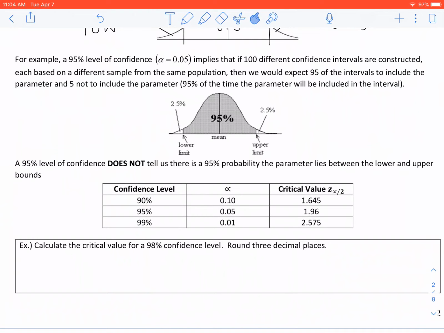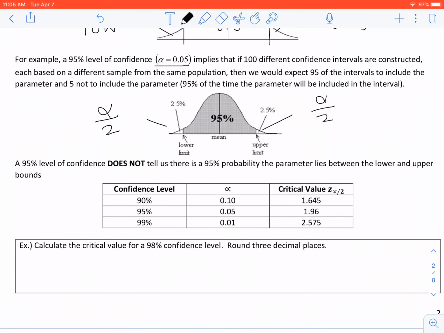And you guys can see the total area under the curve is 1, or as a percent, it would be 100%. And then 95% means 5% is left over, but to split it between those two tails, we have to divide it by 2. So alpha up here was the 0.05. To figure this out, you do alpha divided by 2, which is 2.5%, or 0.025. Likewise, the same here, alpha divided by 2. 95% confidence does not tell us there's a 95% probability that the parameter is between the lower and the upper bounds.